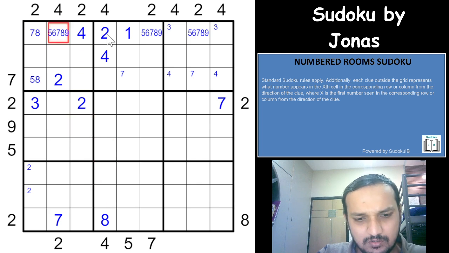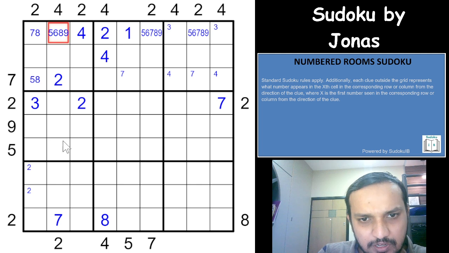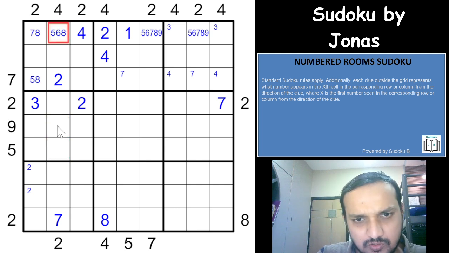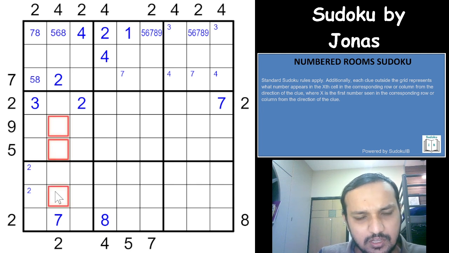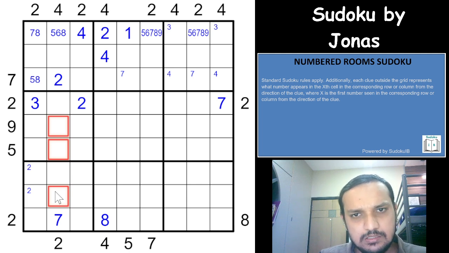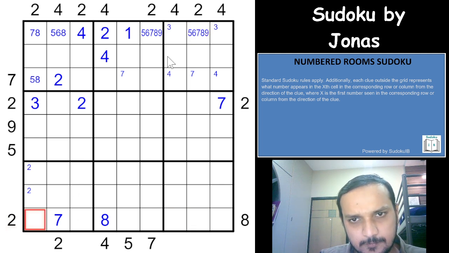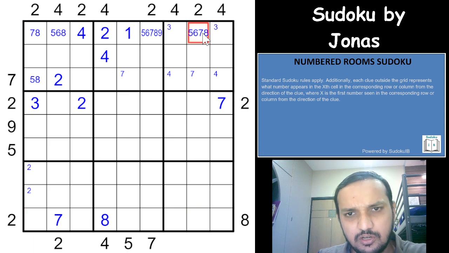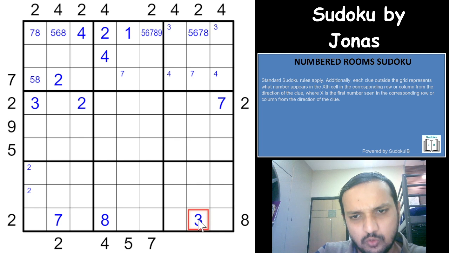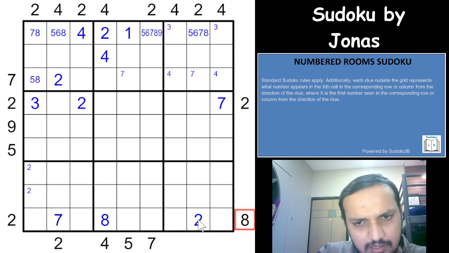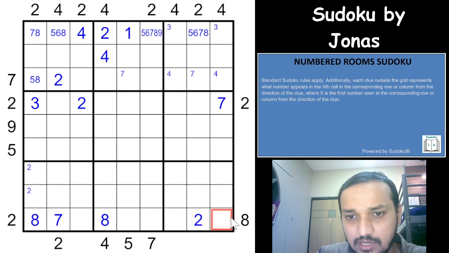This is not a 7. So 5, 6 or it cannot be 9 also. So it is 5, 6 or an 8. That is where you will have a 4. Can this be a 9? This is not a 9, because then you will have a 2 here and you will have an 8 here. That can have a 9 here.